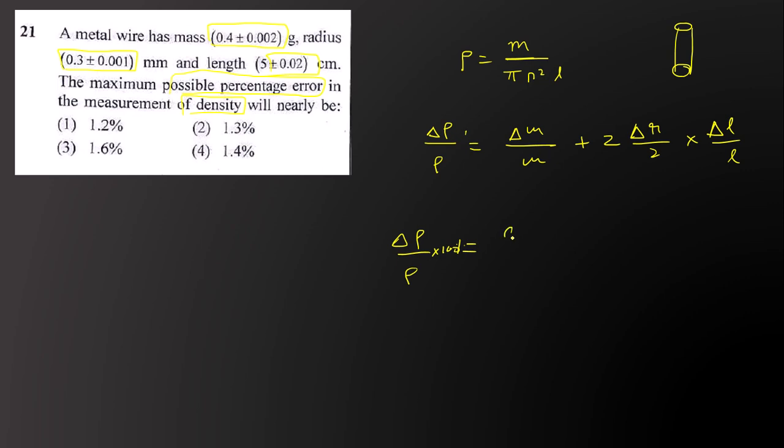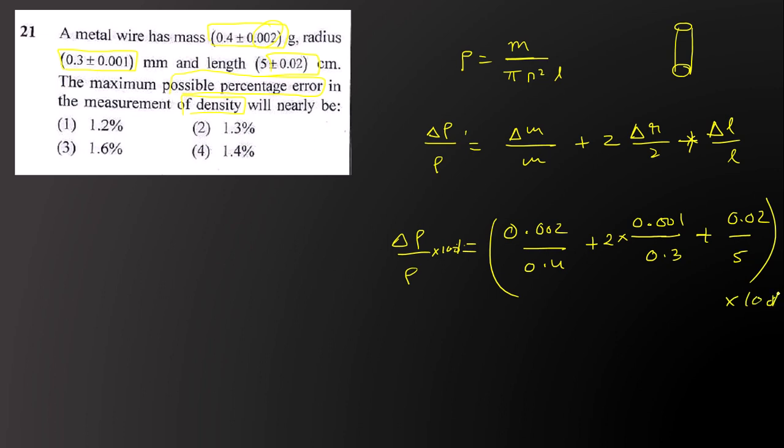So we have to put in the values. This is my del m, 0.002 divided by 0.4, plus 2 into the radius resolution, which is given as 0.001 divided by 0.3, plus 0.025, and then we have to multiply it by 100. And I think when we calculate, the answer should come approximately 1.6. Let's move on.